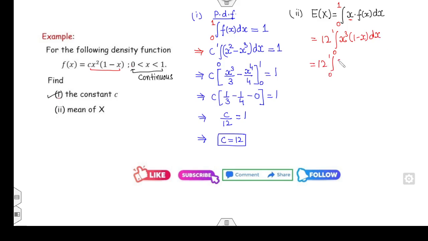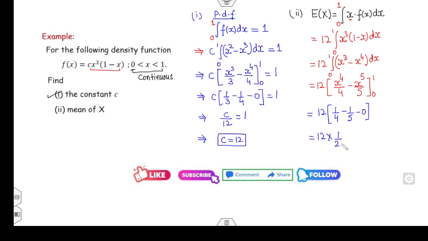If you open that, this number is x cube minus x^4. So that part is, if you again integrate them, now you will get x^4 over 4 minus x^5 over 5 from 0 to 1. So that number will be 1 over 4 minus 1 over 5 minus 0. So that number will be 1 over 20. So 3 over 5 is the mean of the given series.